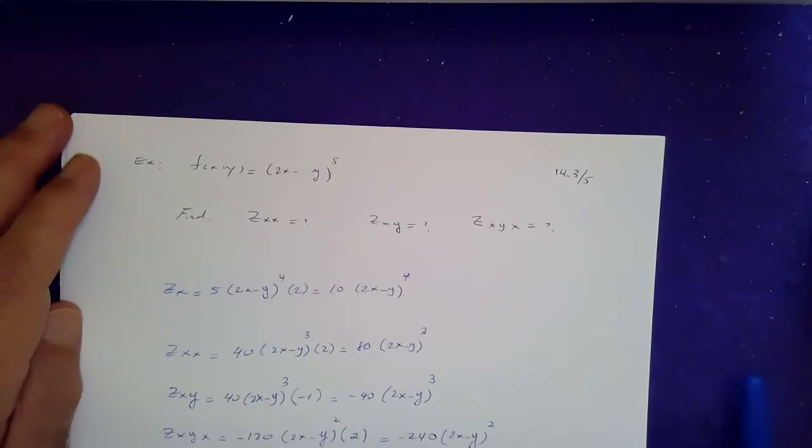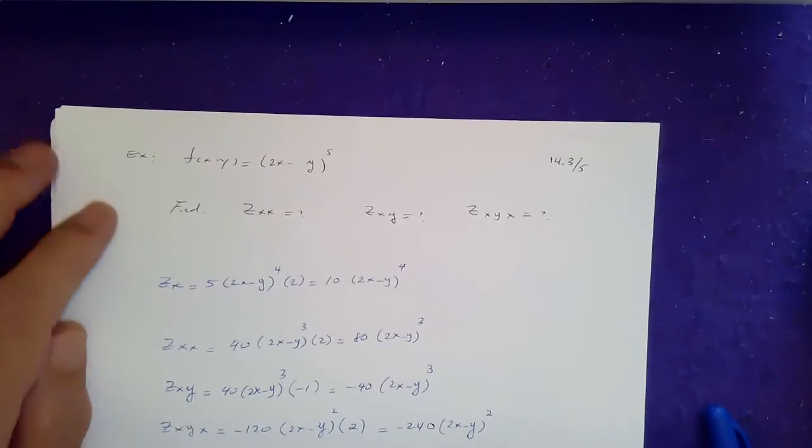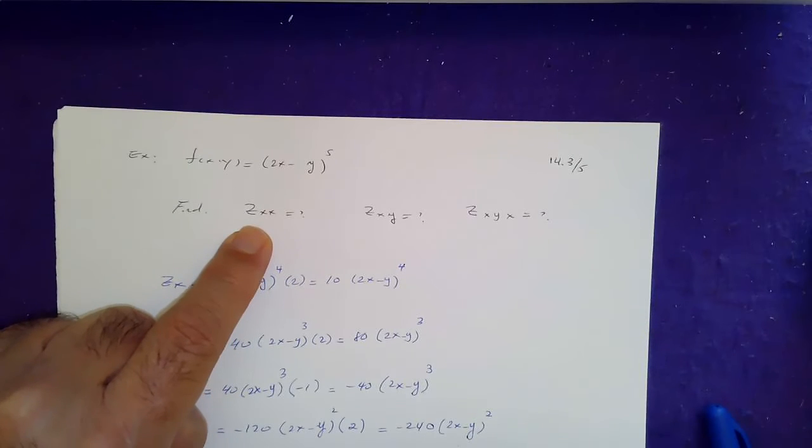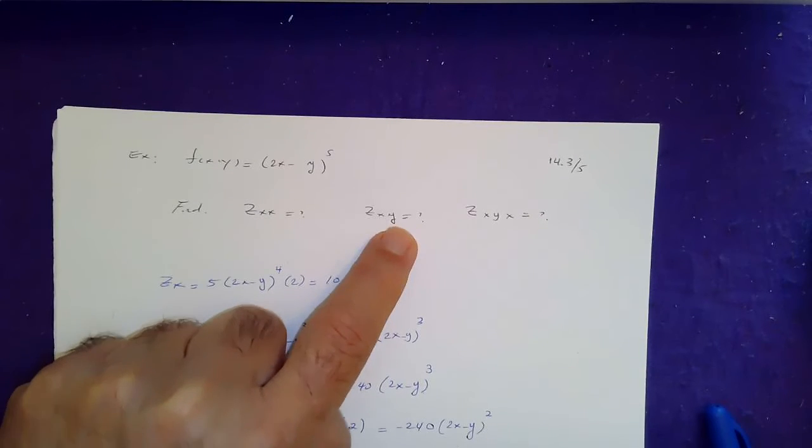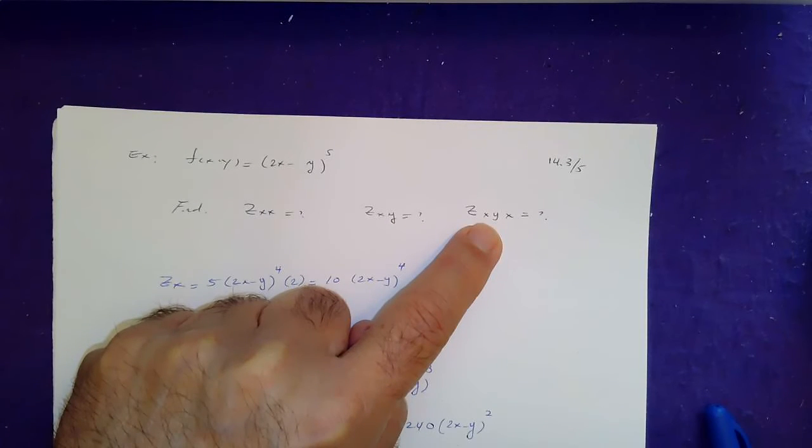So the idea is as follows. Suppose fxy is equal to 2x minus y to the power of 5. Find zxx, zxy, zxyx.